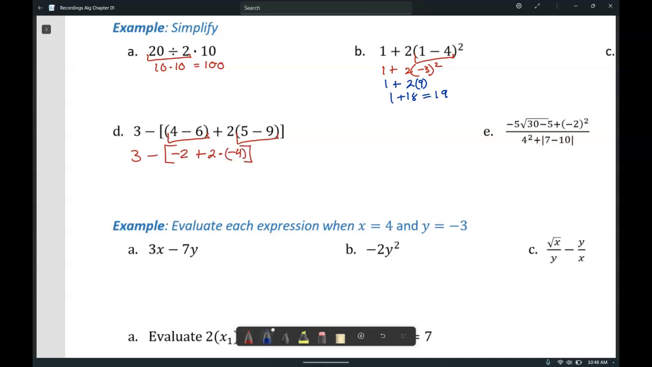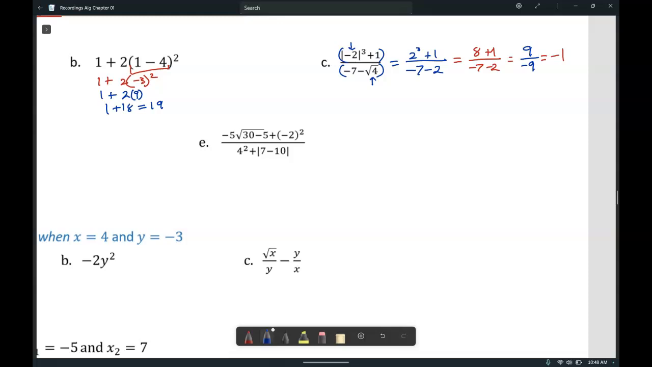Then we can do our multiplication. That's inside of this larger bracket. So I'm just writing down everything else. And then we're adding negative 8. I use that parentheses to kind of separate it from the operation. Now we can go through and evaluate this set of brackets, 3 minus negative 10, and then we can end with the subtraction of 13.